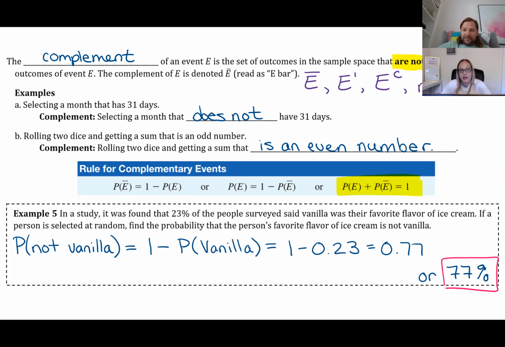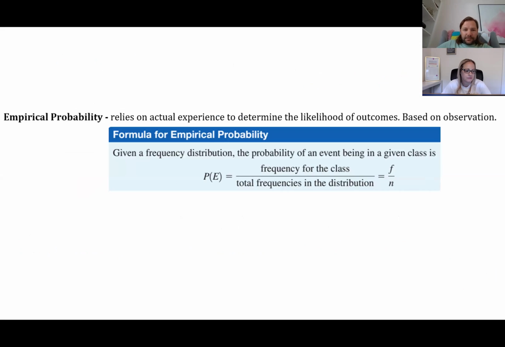As far as your answers, the one time your textbook is going to want answers as percents is when percents were given to you in the problem. So that's why on this one, because it gave us the statistic as 23%, we'll put our final answer back into a percent. Cool. Can you tell us about empirical probability?